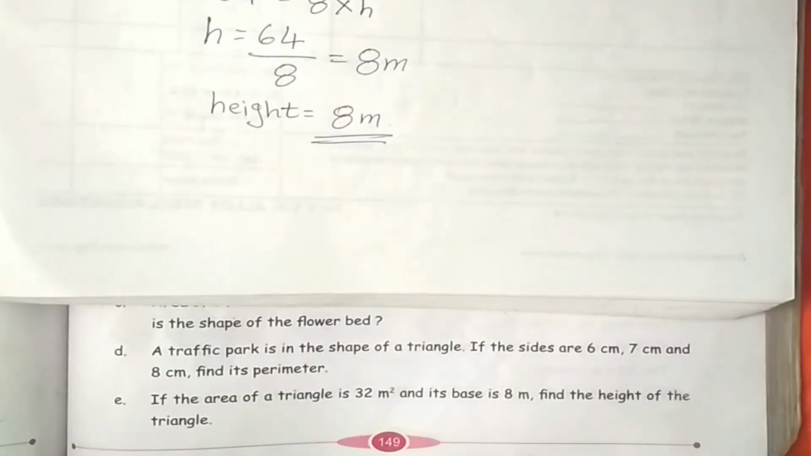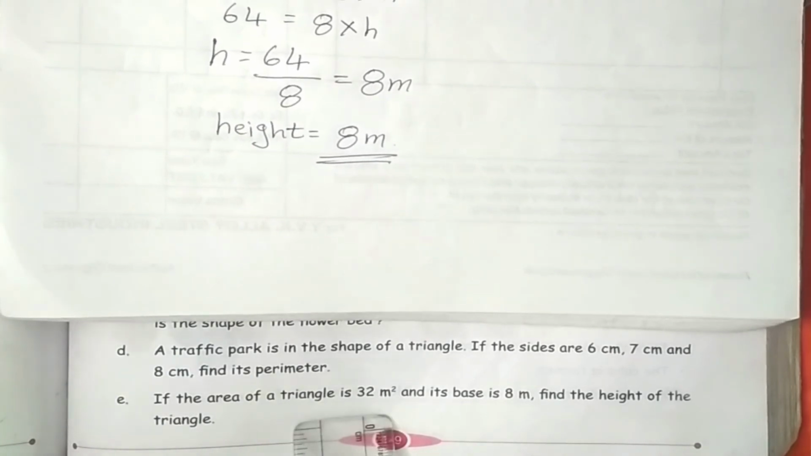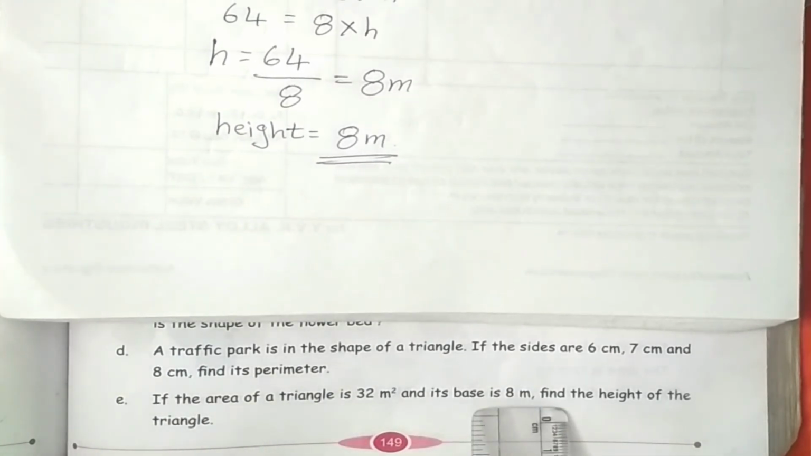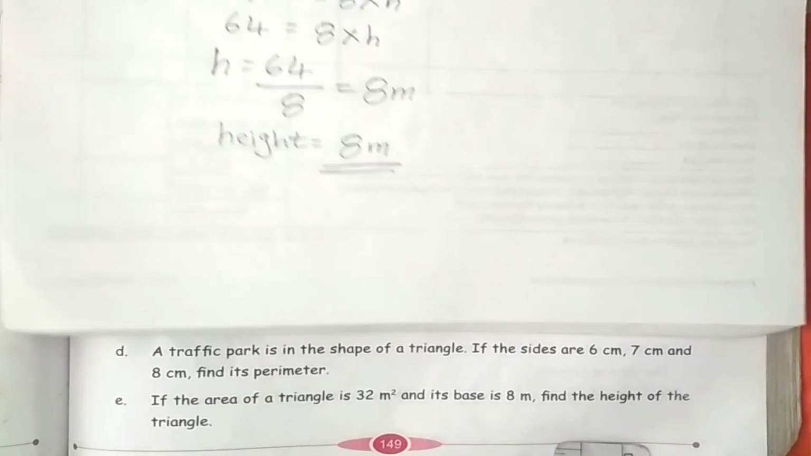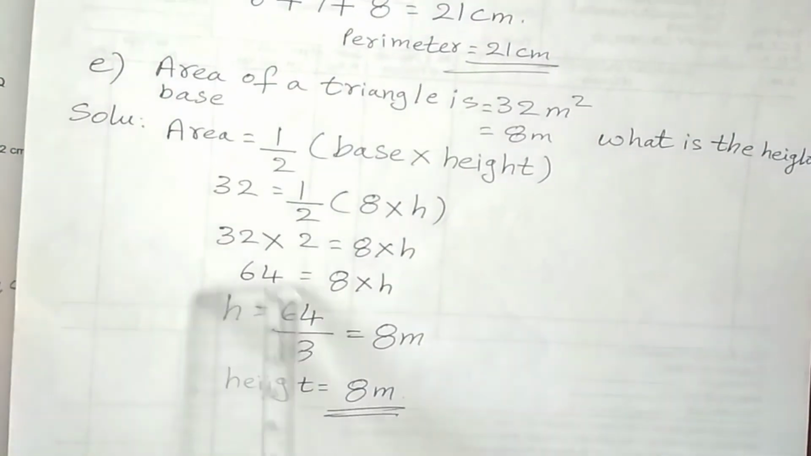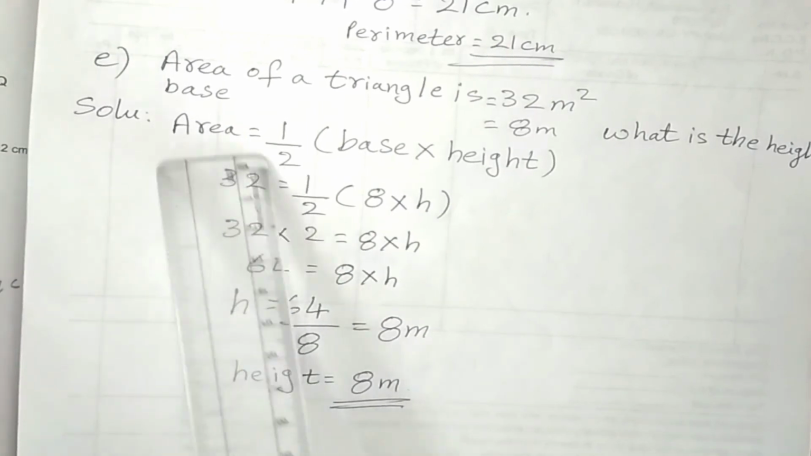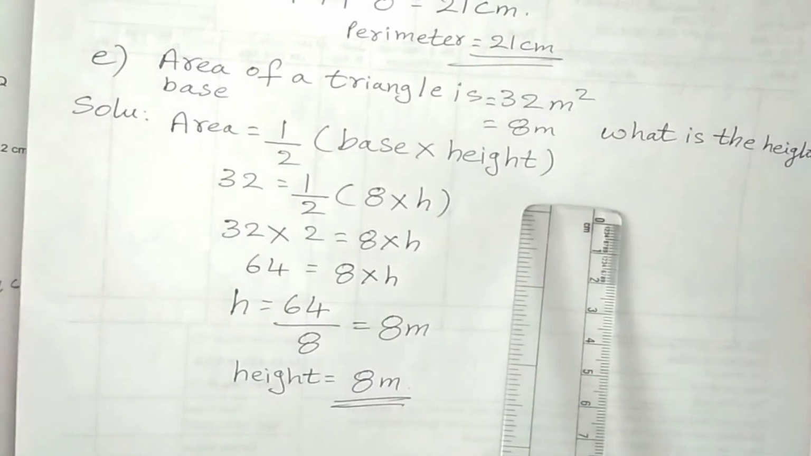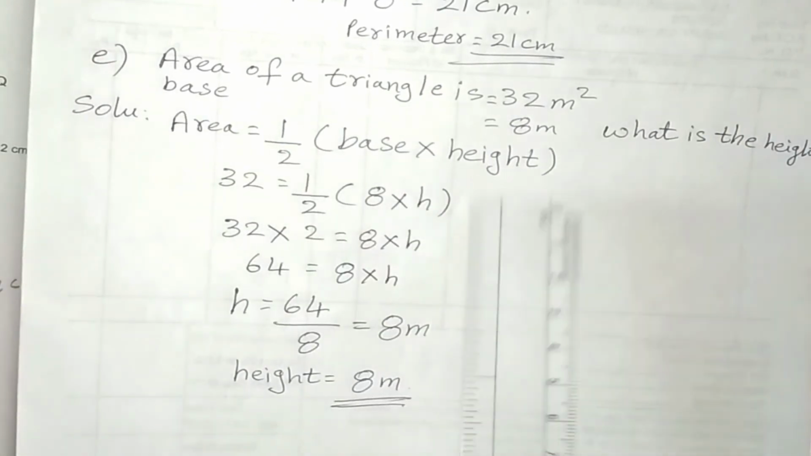Now coming to the E bit. See the question here. If the area of a triangle is 32 square meters and its base is 8 meters, find the height of the triangle. So we have to find out the height here for this question. Coming to the solution part. See here. Area is equal to, formula is area is equal to half into base into height. So 32 is equal to half into 8 into height.